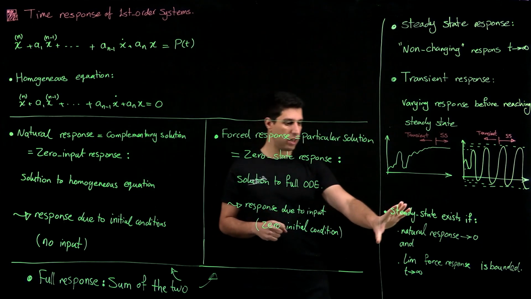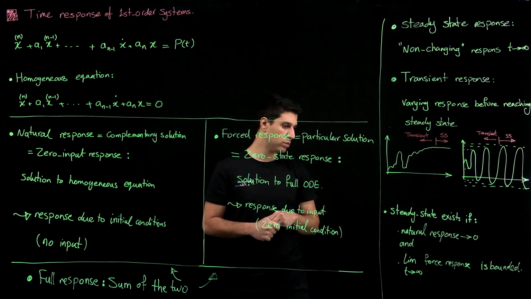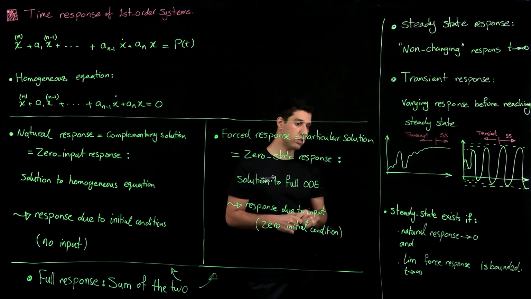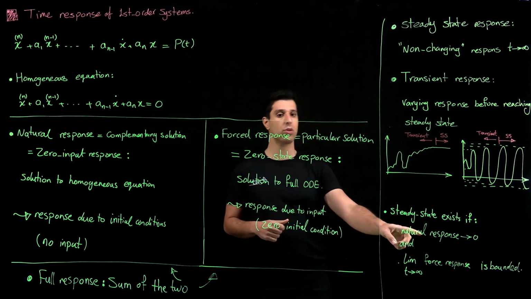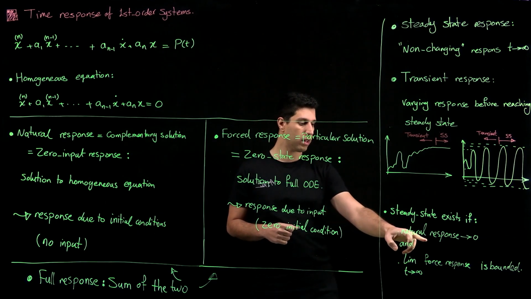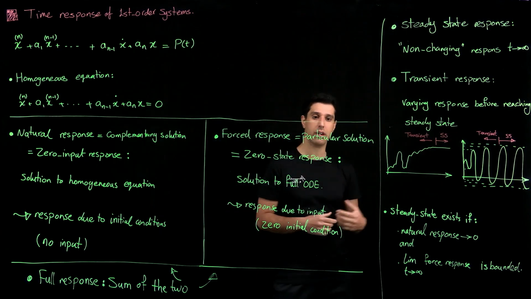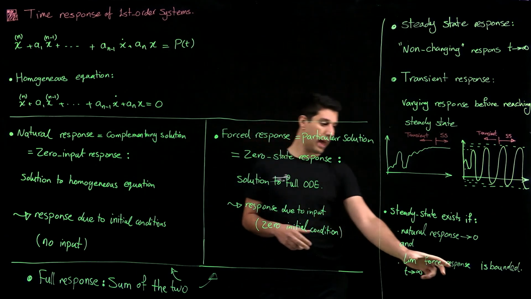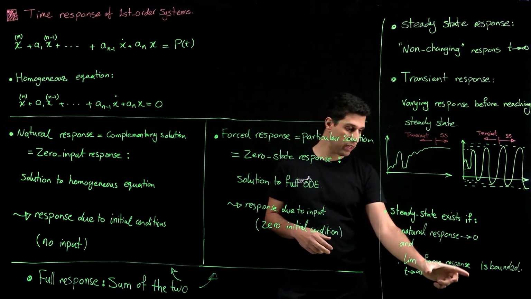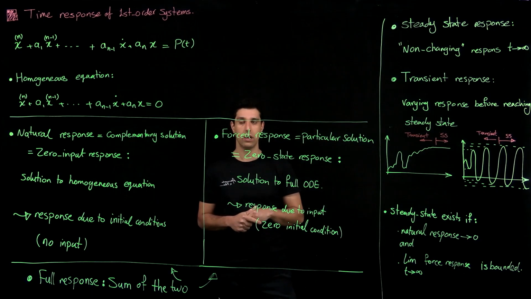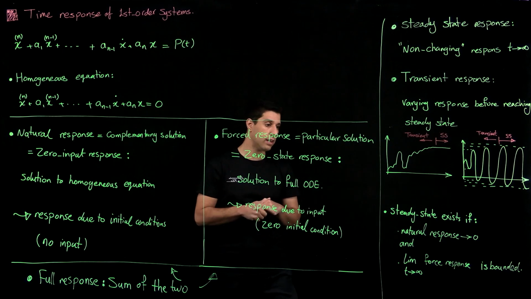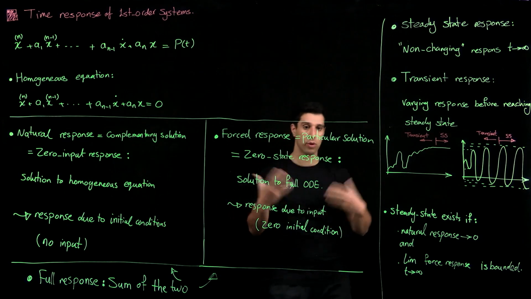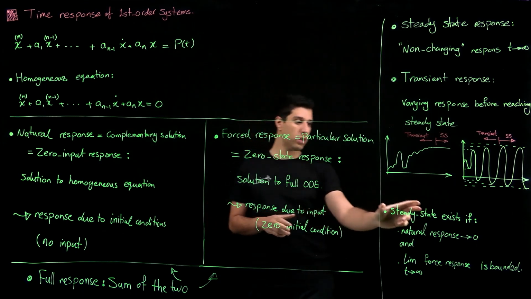And just a little bit of theoretical note. A system has a steady state response only if its natural response goes to zero. It's a way to say that the effects of the initial condition die out over time. And also for a steady state to exist, we need to have the forcing term somehow causing a bounded response. So if the forcing term causes the system to blow up, we will not have a steady state.